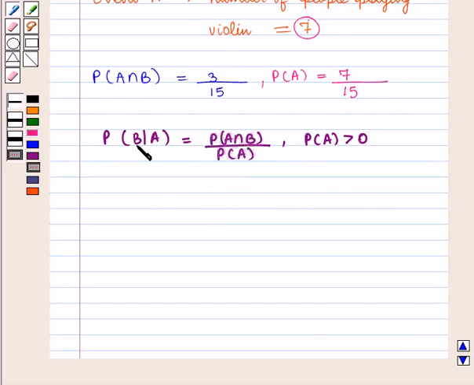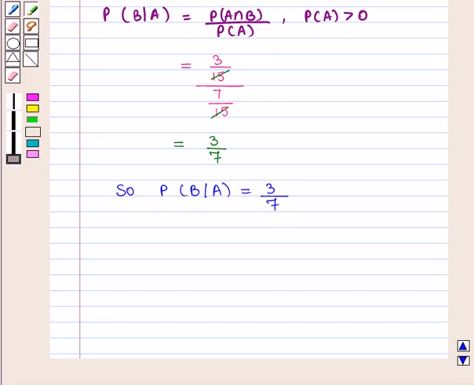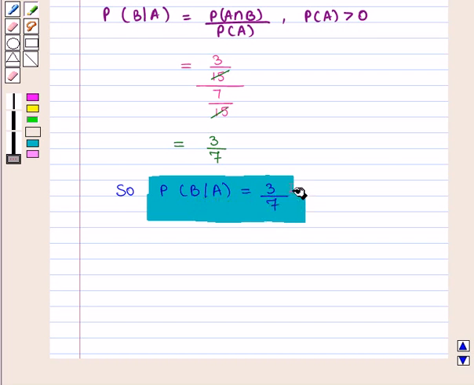So probability of occurrence of event B given event A is equal to probability of event A intersection B, which is equal to 3 upon 15, whole upon probability of event A, that is equal to 7 upon 15, and this is equal to 3 upon 7. So probability of occurrence of event B given event A is equal to 3 upon 7. That is, the probability that a musician plays piano, given that he plays violin, is 3 upon 7, which is the required answer.